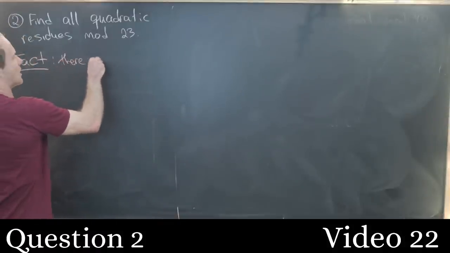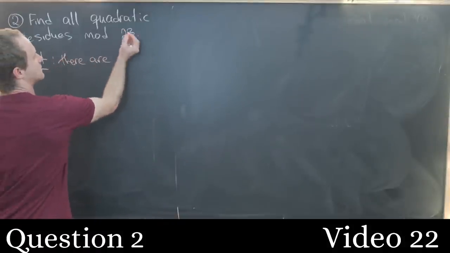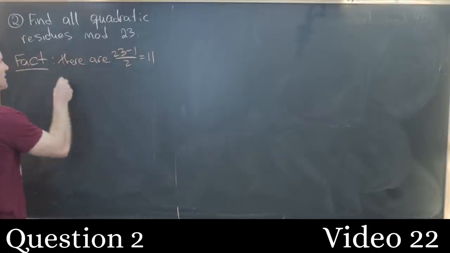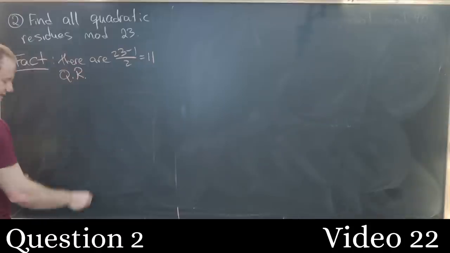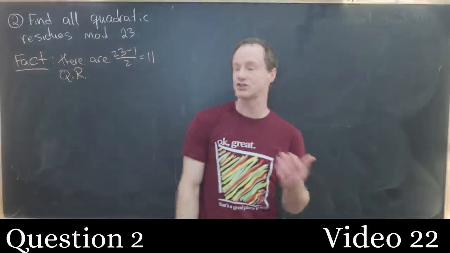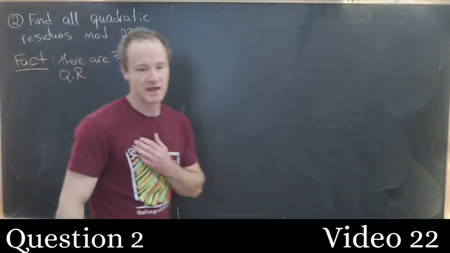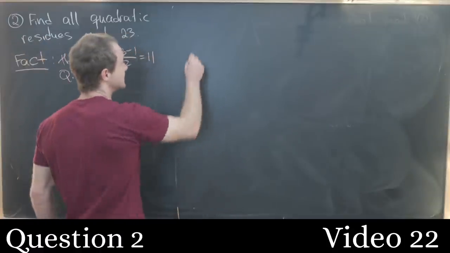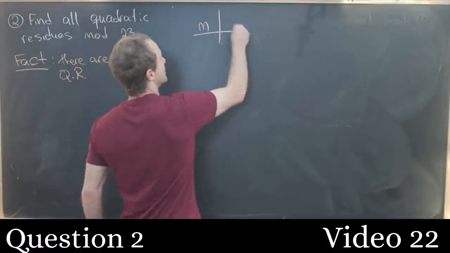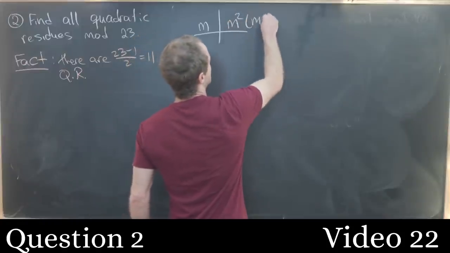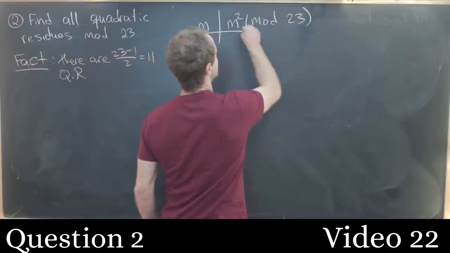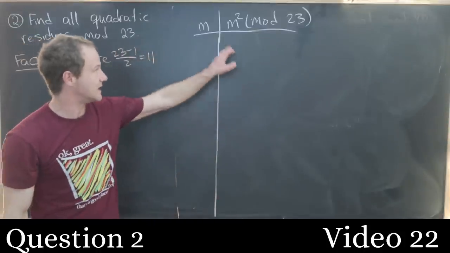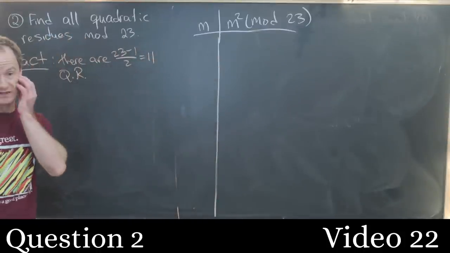So there are 23 minus 1 over 2, which is 11 quadratic residues and quadratic non-residues. But we're just looking for quadratic residues. And now we'll do this just with a chart. I think that's maybe the best way to do it. So we'll calculate M, and then M squared mod 23. And essentially see what the image of the squaring function is.